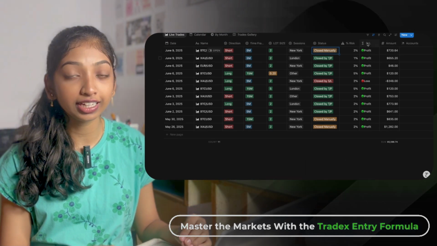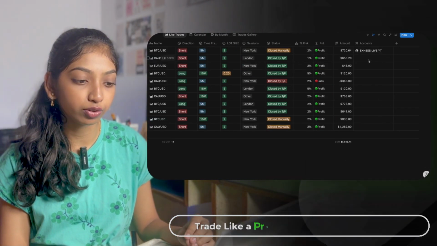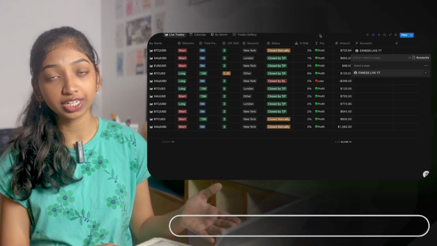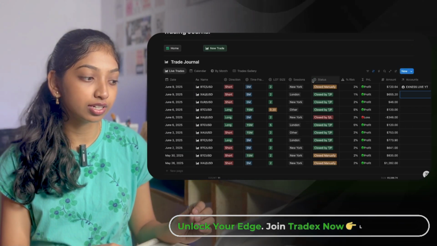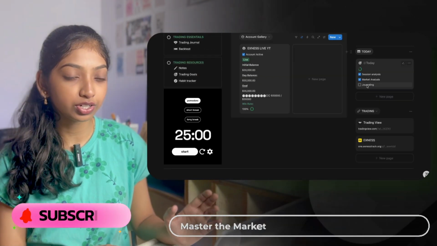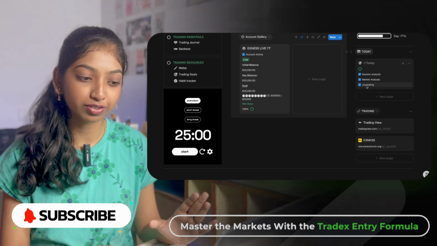And over here, I can link it to the account. For example, I can just click over here and link it to this account. So this is how exactly I track my trades during session. And once that has been done, I quickly go ahead and click over here and check the journaling part, which I haven't done yet for today. So I'm gonna uncheck that.